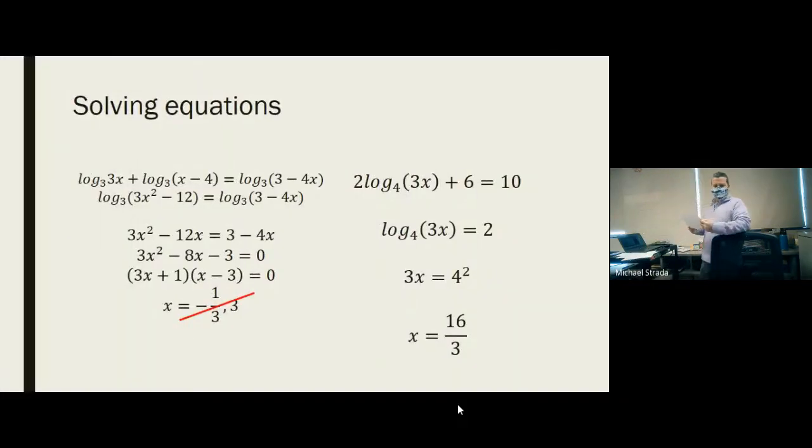And then there are the last two. Both of them are extraneous. If you plug in the 3, you get negative numbers. If you plug in the negative 1/3, you get negative numbers.